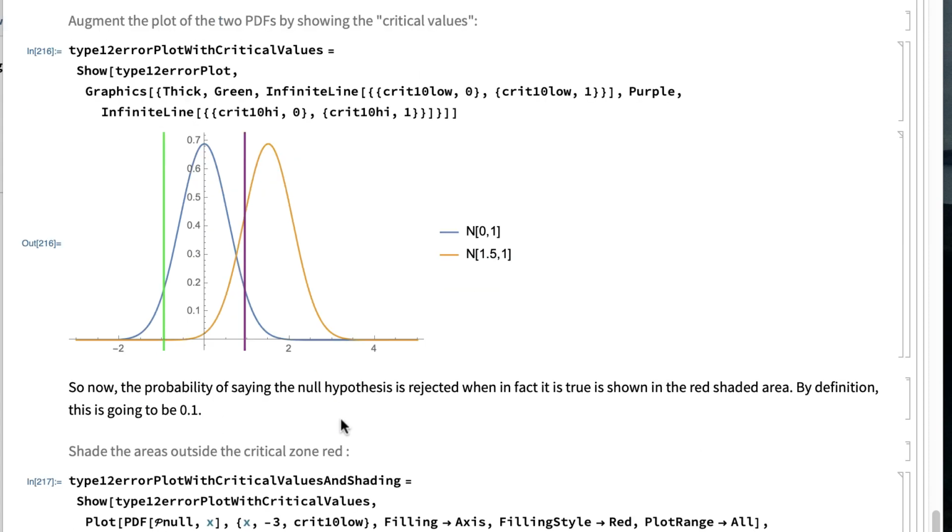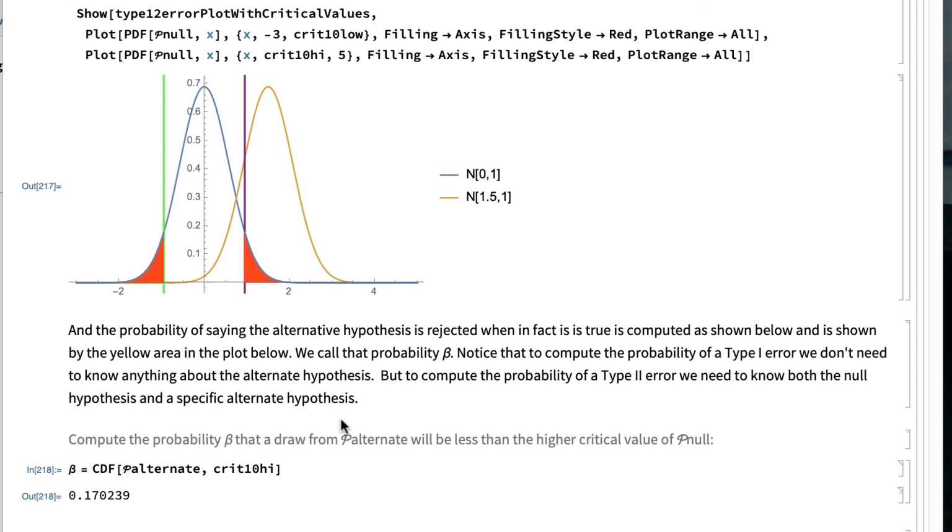You can see in this diagram the red shaded area. If I get a number in one of these red shaded areas, even if the null hypothesis is true, I'm going to say that it's false. That's going to be a mistake. That's going to be a type 1 error. But there's also the possibility of a type 2 error here.